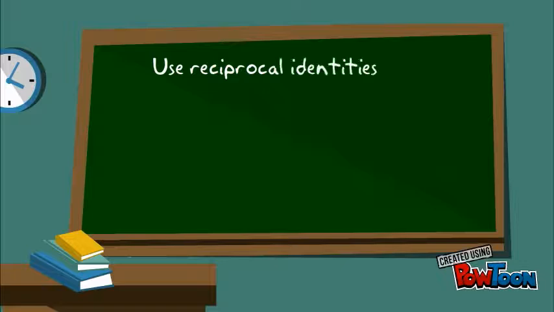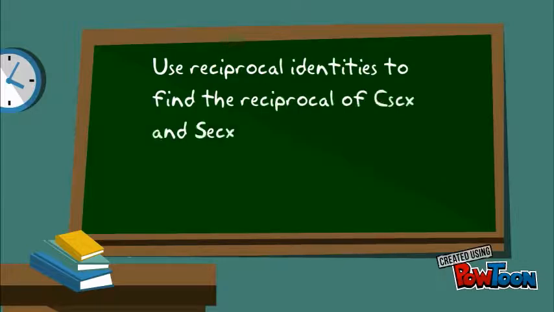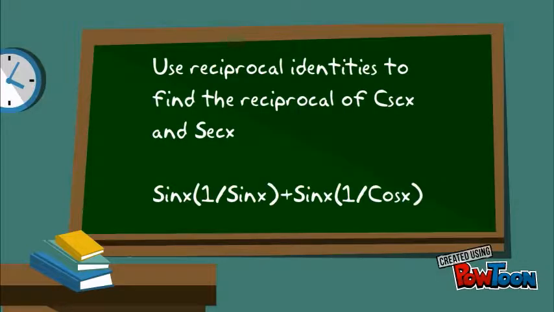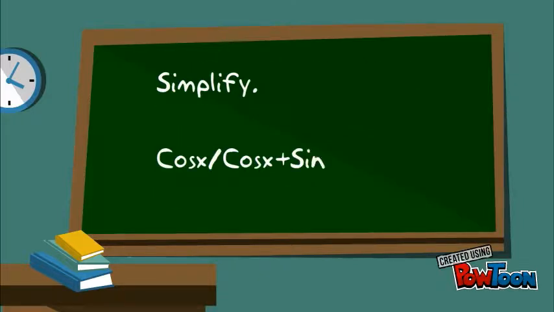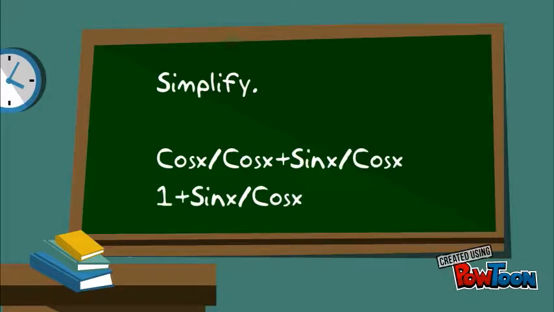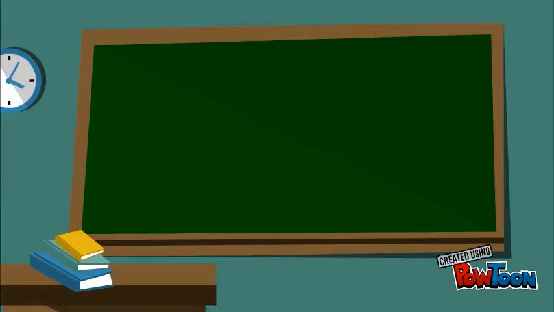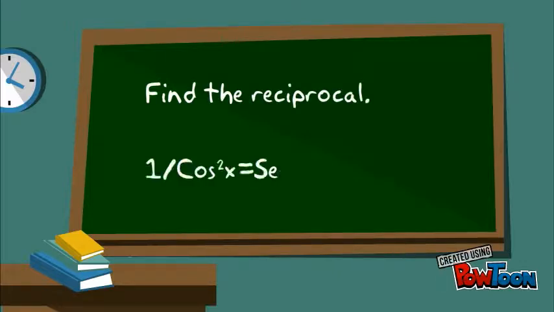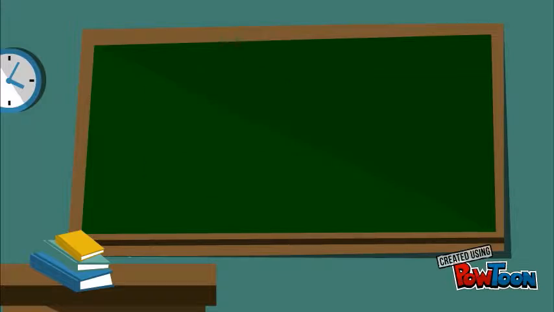Next, you would use the reciprocal identities to find the reciprocal of cosecant and secant, which is 1 over sine and 1 over cosine. After you find the reciprocals, you would simplify and get cosine x over cosine x plus sine x over cosine x, which is 1 plus sine x over cosine x. After you simplify, you will find the reciprocal. You will look at your reciprocal identities and realize that 1 over cosine is equal to secant, and you will get 1 over cosine squared x equals secant squared x.